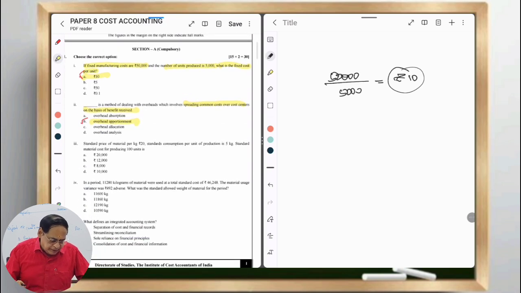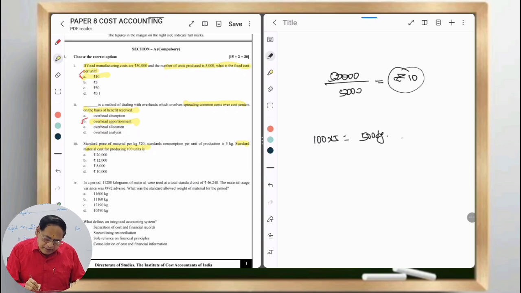And then question number 3. Standard price of material per kg is rupees 20. Standard consumption per unit of production is 5 kg. Standard material cost of producing 100 units. So, we have to find out the standard cost for producing 100 units. For manufacturing 1 unit, we have to spend 5 kg of materials. So, how much material is required? 100 into 5, that is 500 kg we need.